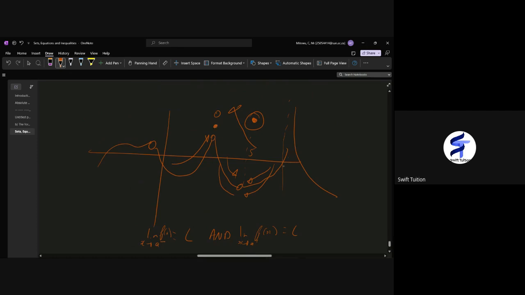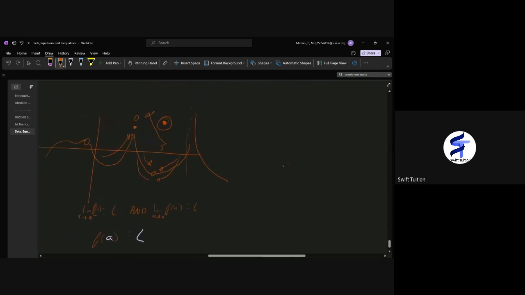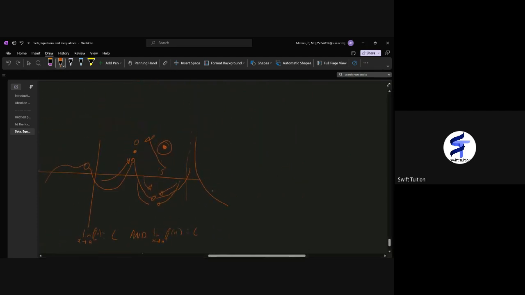And then an infinite discontinuity is basically where the limit from either side, whether it's the left or the right, goes up to positive or negative infinity. That's going to be an infinite discontinuity. So those are the three types of discontinuities that you can have.